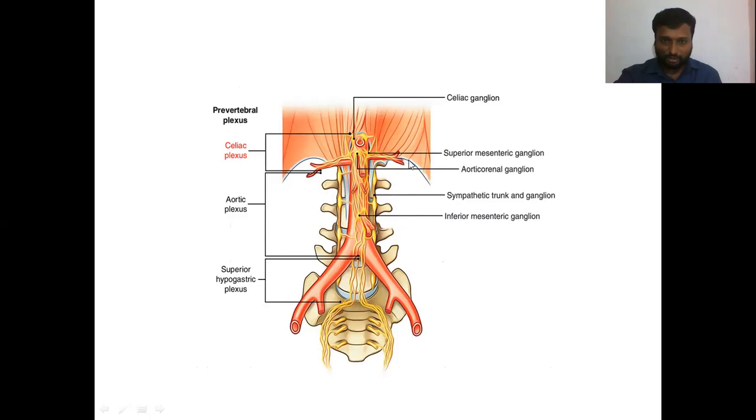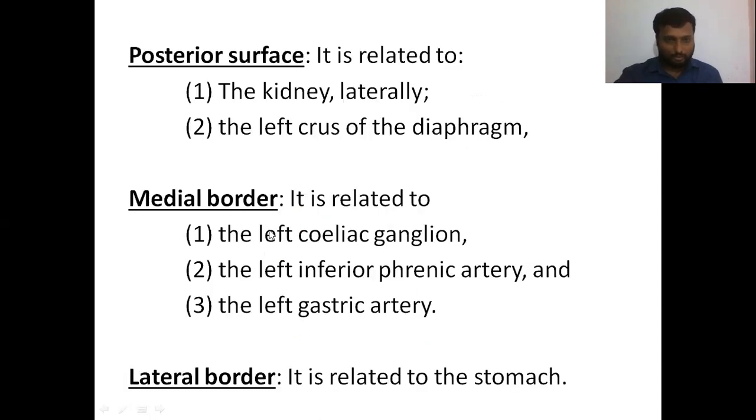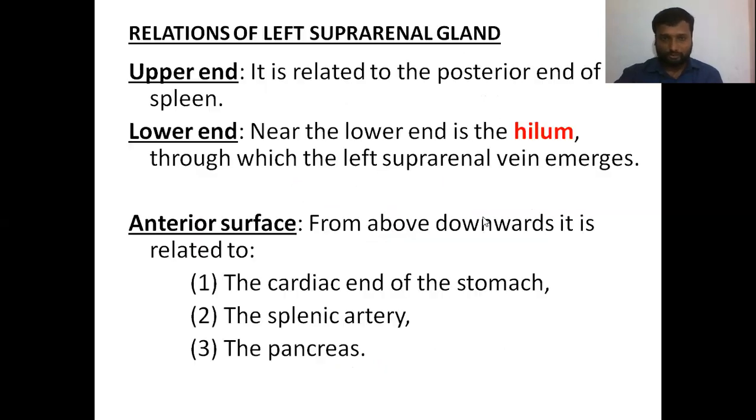So here comes the suprarenal gland. Here comes the medial convex border. That medial convex border is related to this celiac ganglia and this artery, the left inferior phrenic artery. So medial border is clear. Posterior surface is related to the diaphragm. Then lateral border is related to the stomach. So these are the relations of the left suprarenal gland.